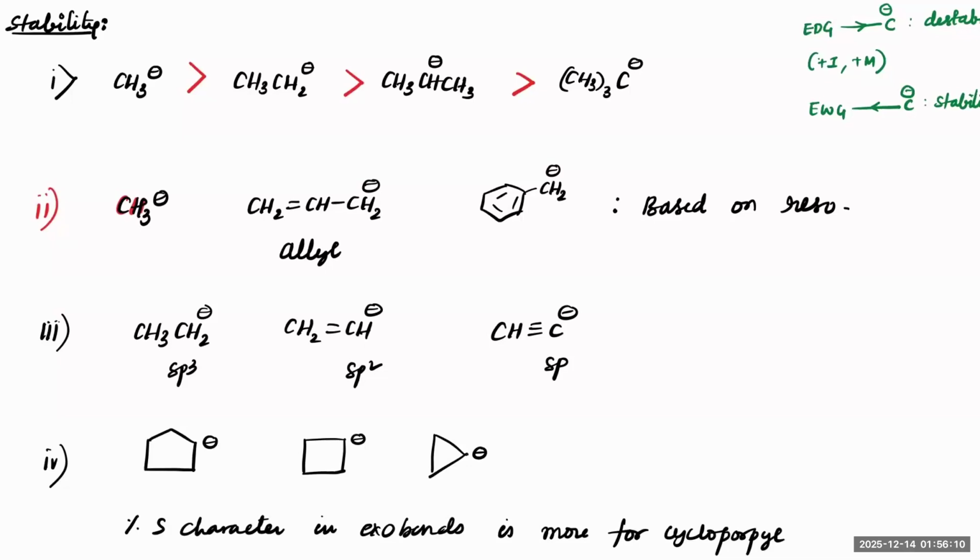Next one, if you compare CH3 minus and then you have an allyl form, allyl will have resonance stabilization also. Then you have the benzyl form. Now this time you need to check based on resonance. Based on resonance, benzyl has more resonating structures and more stability, allyl will have relatively better, and methyl will have the least. So therefore, this will be the order of stability for carbanions in this case. Okay, next.